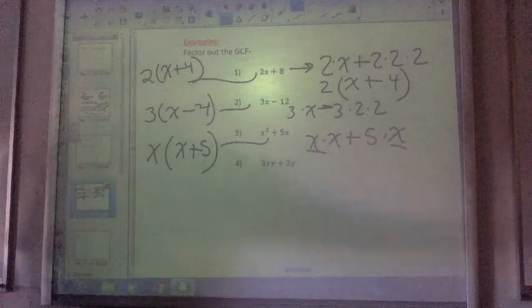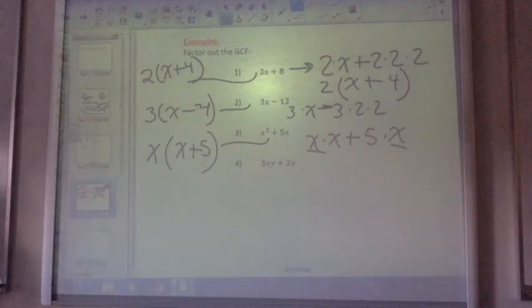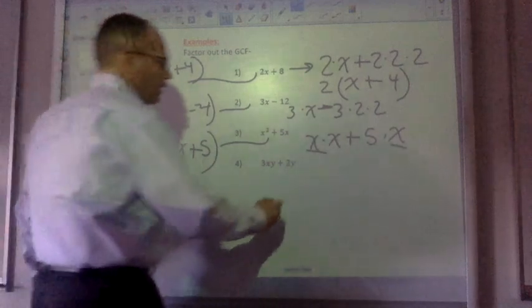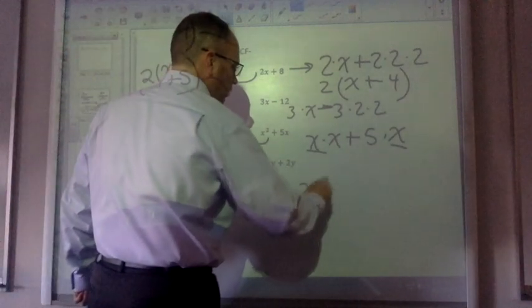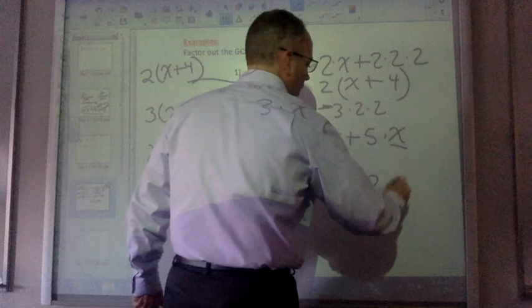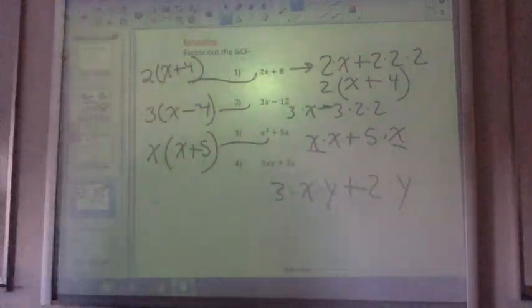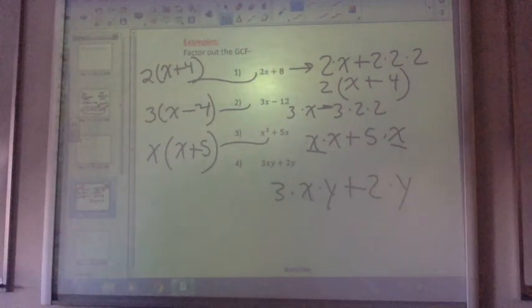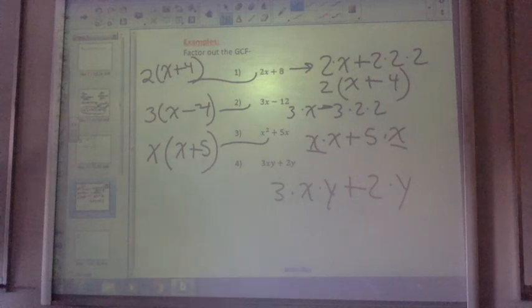So again, you're undoing what we had been doing. We're going backwards from what we were doing. So, and then the last one, I have 3 times x times y plus 2 times y. What do I have in common between those two terms? Take a cautious look up there. I have 3xy as one term, and I have 2y as another term.